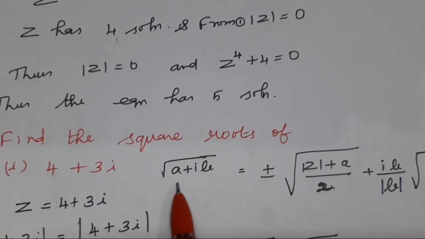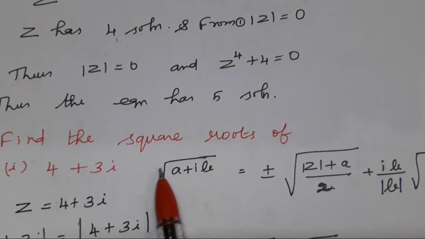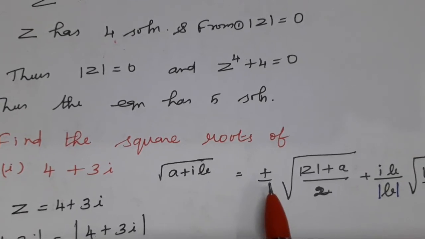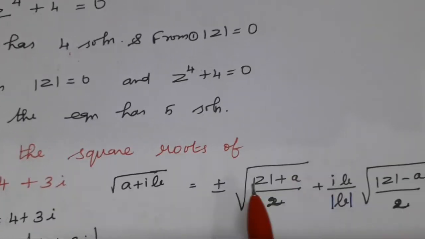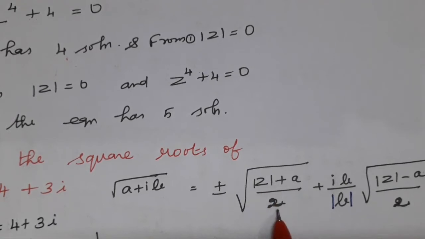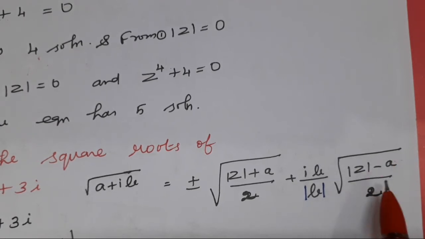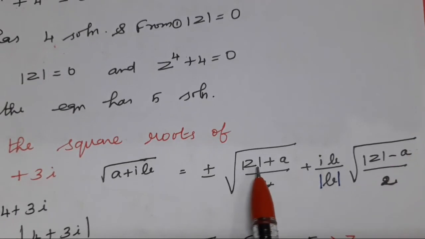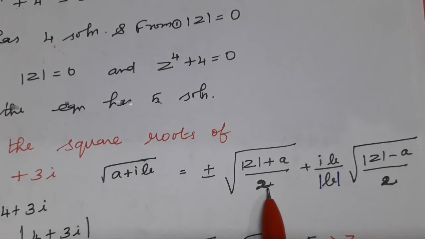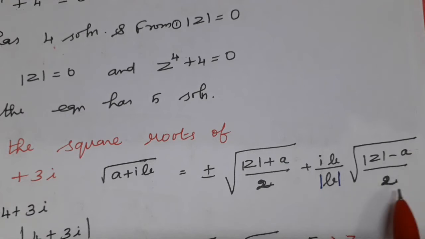Root of a plus ib, where a plus ib is a complex number. The square root of a plus ib equal to plus or minus the square root of modulus of z plus a divided by 2, plus i into b by modulus of b, into the square root of modulus of z minus a by 2.